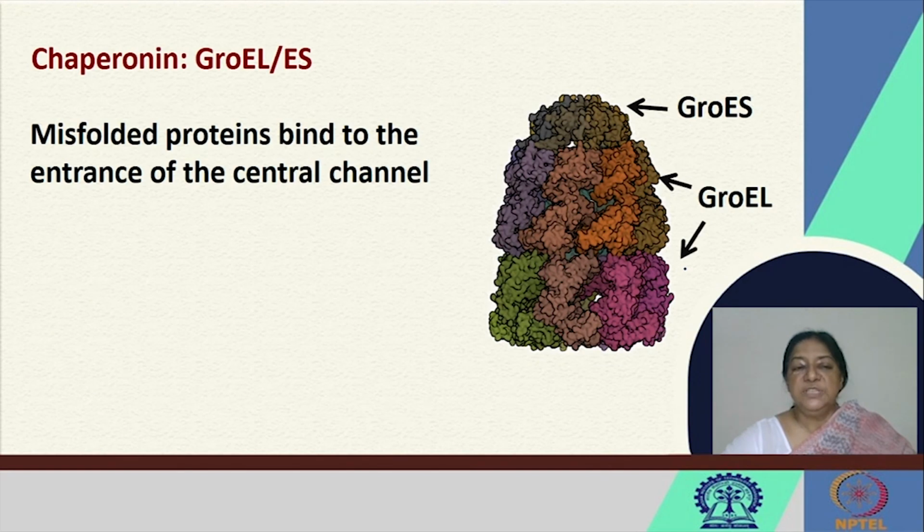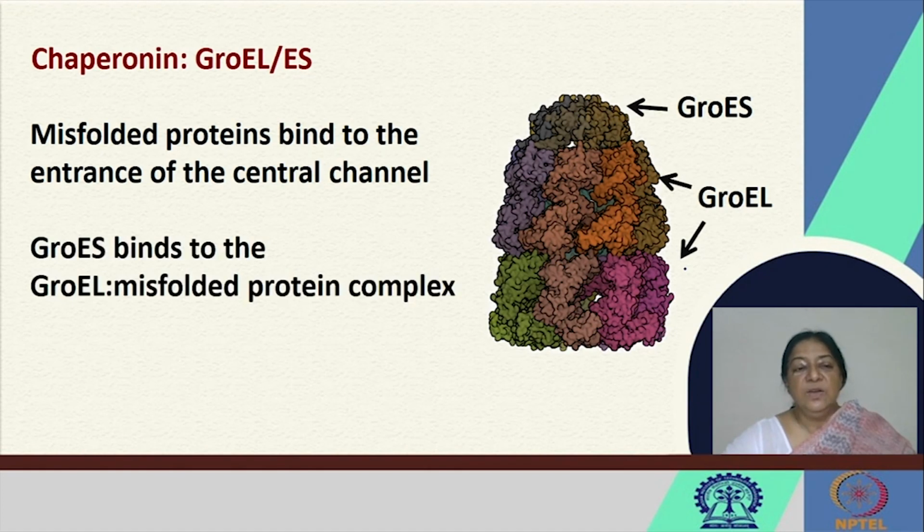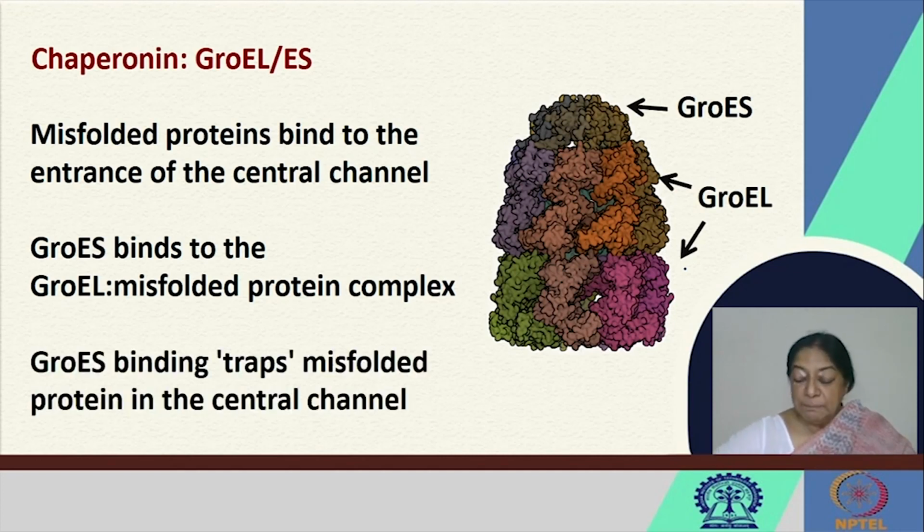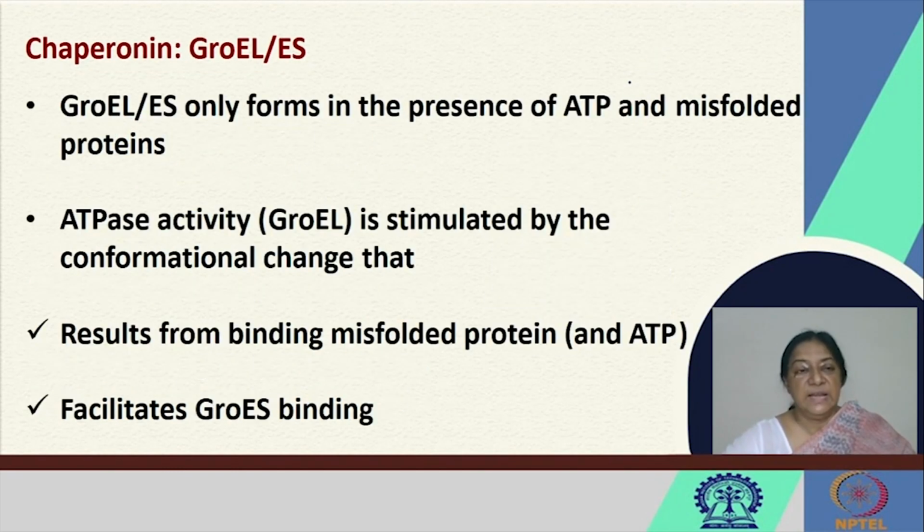The misfolded proteins bind to the entrance of the central channel and then GroEL binds to the misfolded protein complex. GroES binds to this, and then it traps the misfolded protein in the central channel. The environment is made such that the misfolded protein is unraveled. Protein folding conditions are induced and we have a protein folding environment so that the misfolded protein can fold correctly.